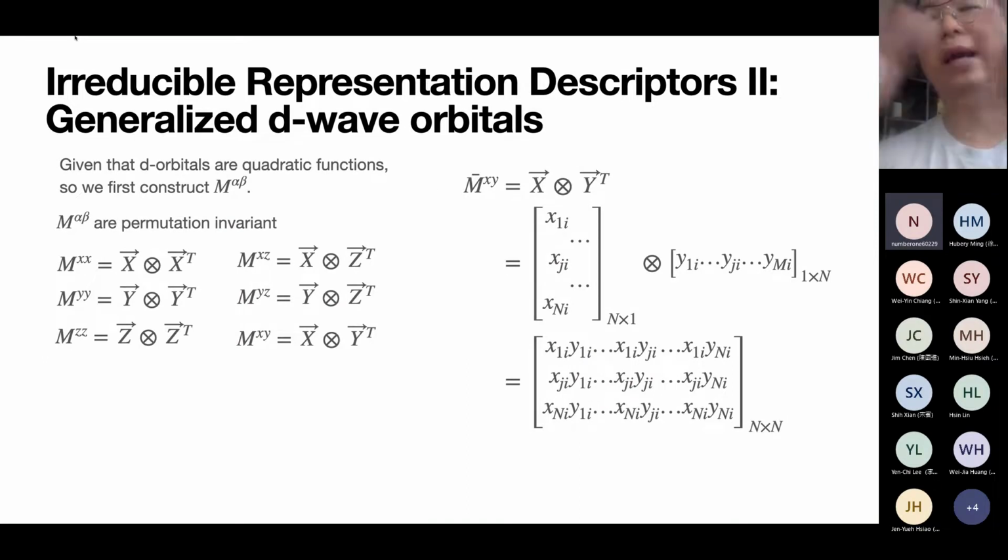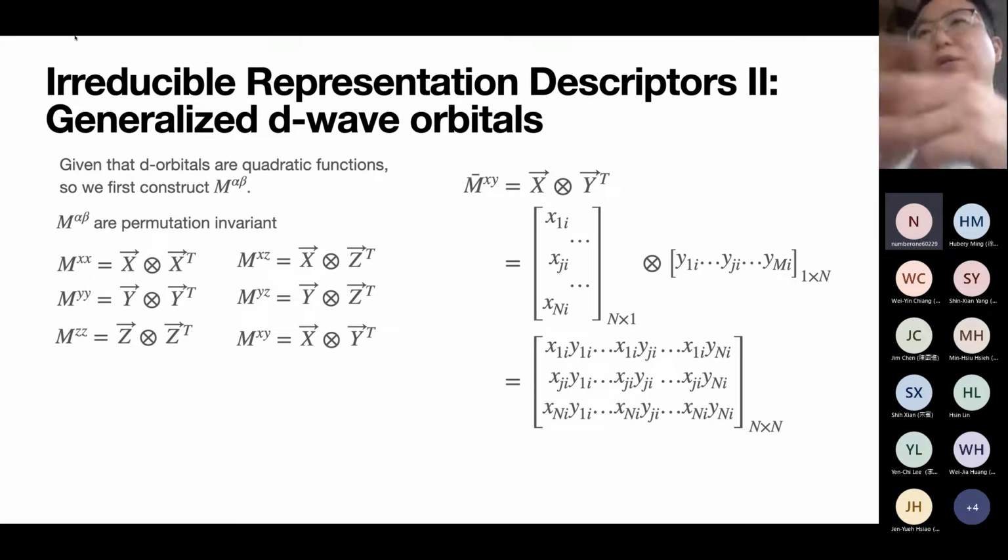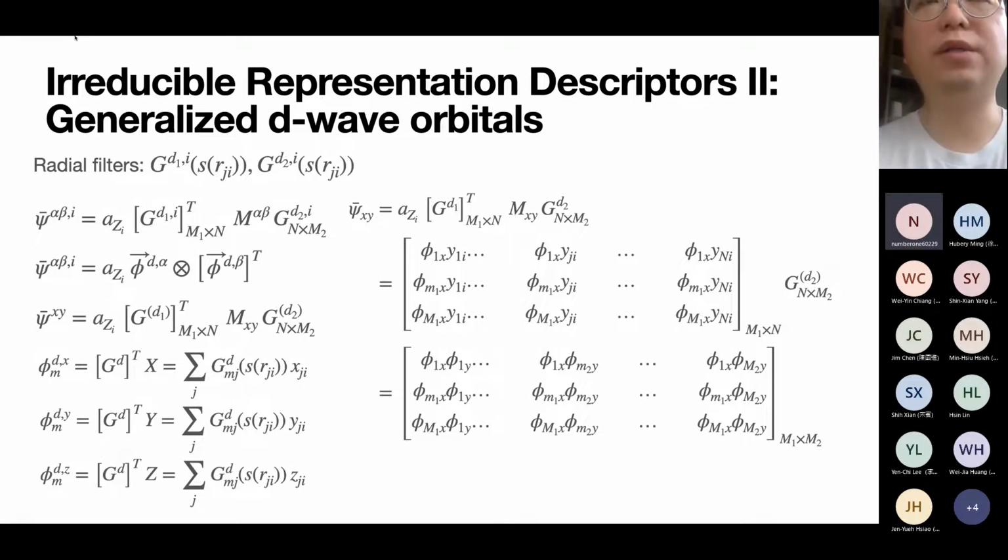D wave are quadratic functions. So again, we do the same thing. We need to do x squared, y squared, z squared, xy, xz, yz. The way we do this is we do x times x transpose, x times y transpose, x times z transpose. So we get this Mxy. Then we need to apply our radial filters again. So the D wave orbital psi d of xy is given by GD times M times GD. And then again, we multiply by the nuclear charge, AZ.